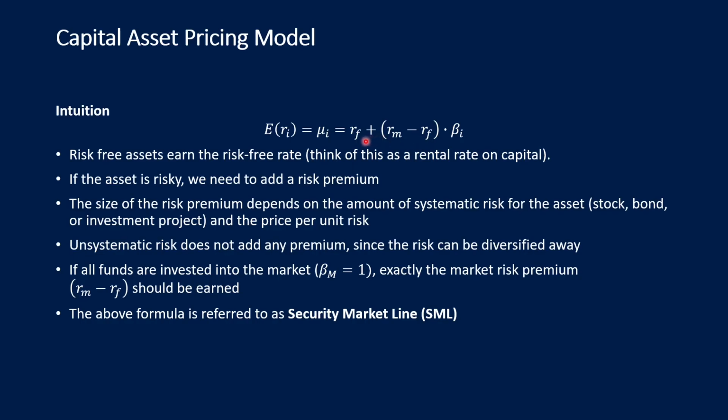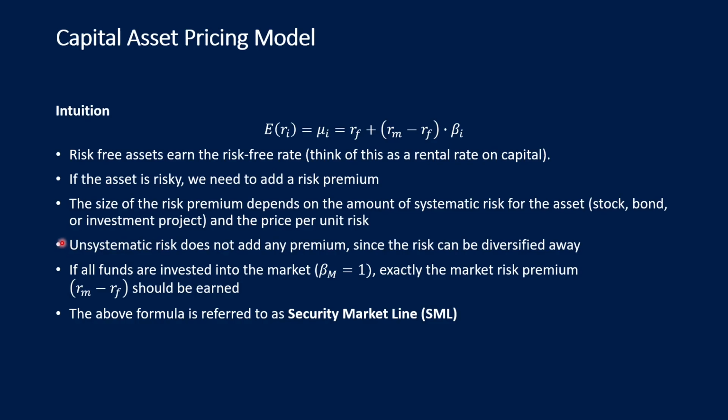The security market line thus starts with RF, so with a risk-free rate. If the asset is risky, we need to add a premium, so the right part here is the premium. The size of the risk premium depends on the amount of systematic risk for the asset and the price per unit risk. The unit risk is, as we know, the beta of stock i. And the price for that is the market risk premium.